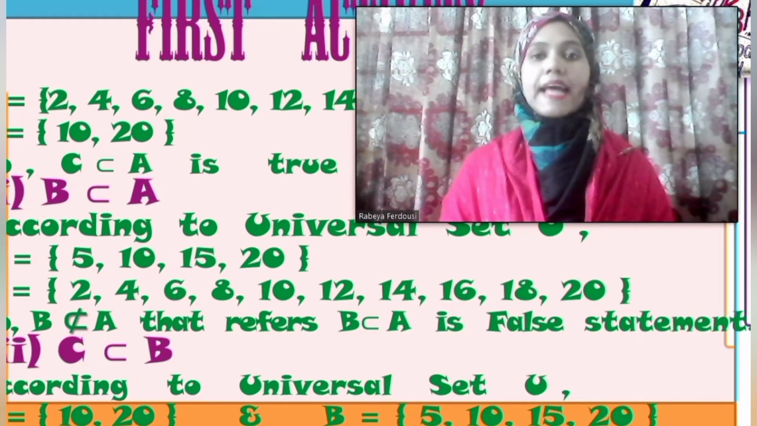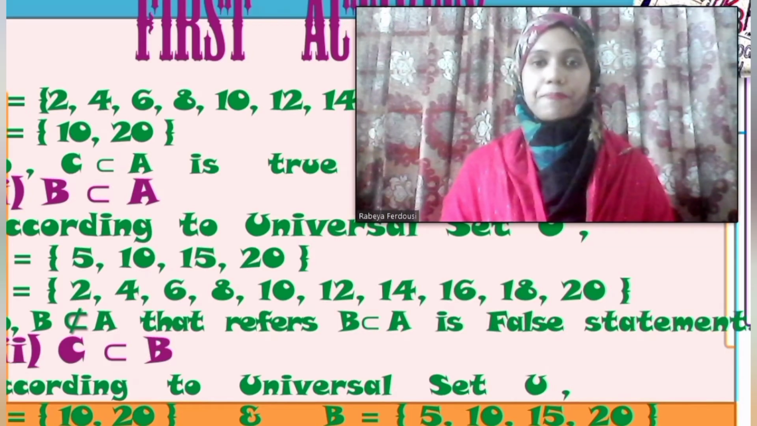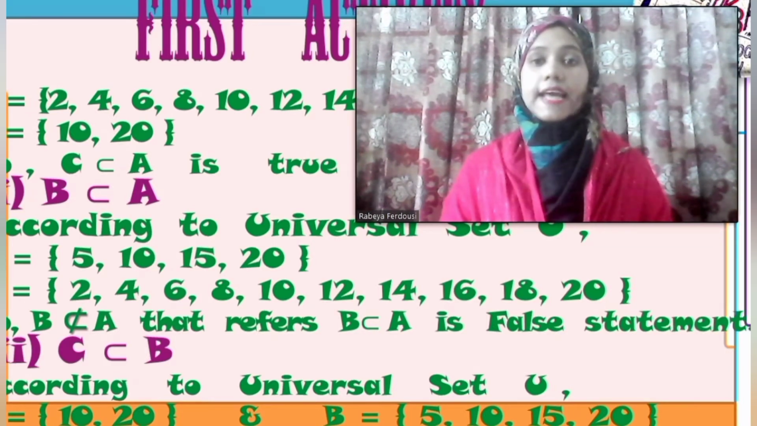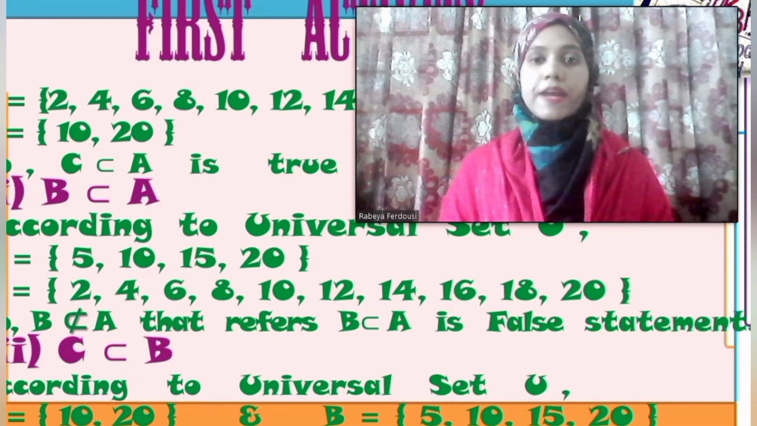After that, the third statement is set C is a subset of set B. As we know, set C contains the elements 10 and 20 and set B has the elements 5, 10, 15, 20. So you can see all the elements of set C are present in set B. So we can say set C is a subset of set B is a totally true statement.